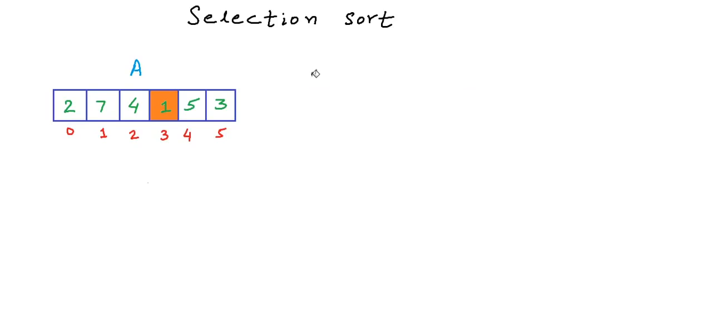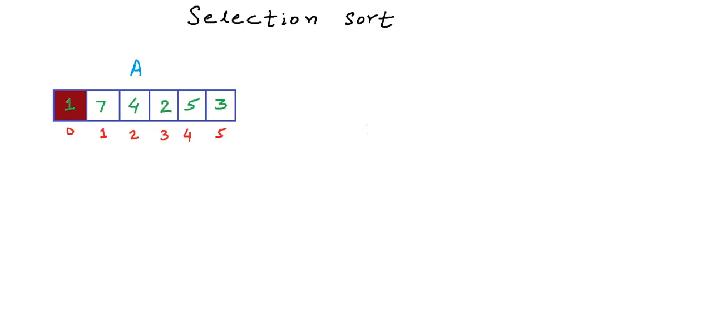Now instead of filling up 1 at 0th position in another array B, what we can do is we can swap 1 with the element at 0th index, because that's where 1 belongs. It belongs to 0th index. So 1 goes to the 0th index and 2 comes to index 3.